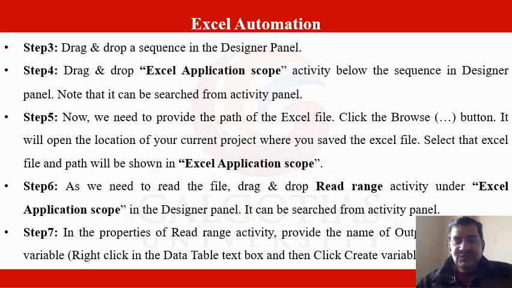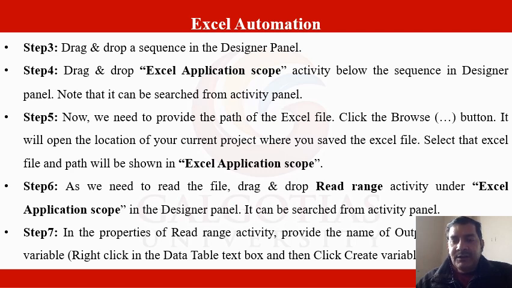Step 3. As you all know what kind of activity we are involving in our process, we simply use the drag and drop operation. So in step 3, you will drag and drop a sequence in the designer panel. Step 4, drag and drop the Excel Application Scope activity below the sequence in the designer panel. Note that it can be searched from the activity panel.